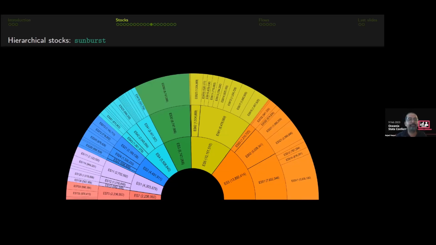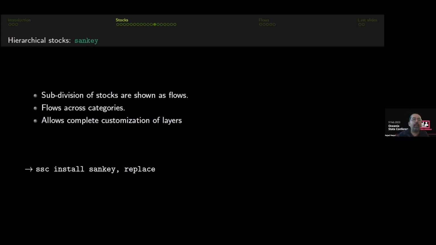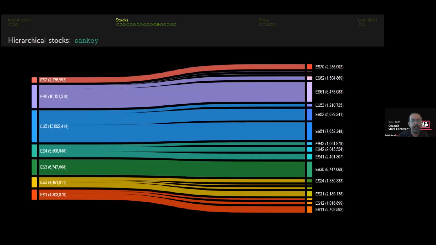Another community favorite has been Sankey. There are already multiple Sankey packages out there, so this is my own version of it. Sankeys are interesting. I'll just show you two different applications of this. You can also install it directly from SSC. Essentially, Sankeys allow you to show division of data in terms of flows.